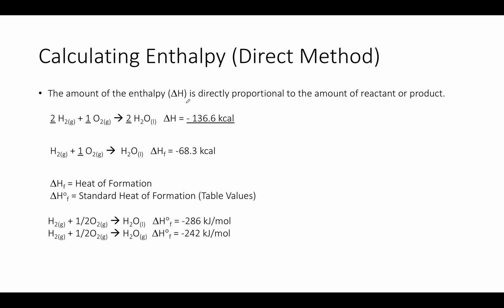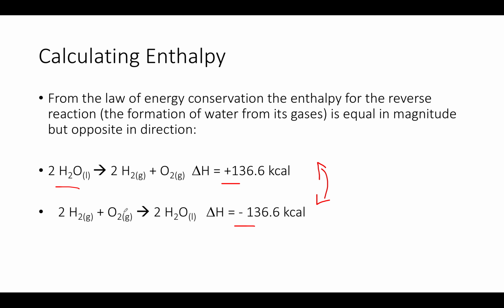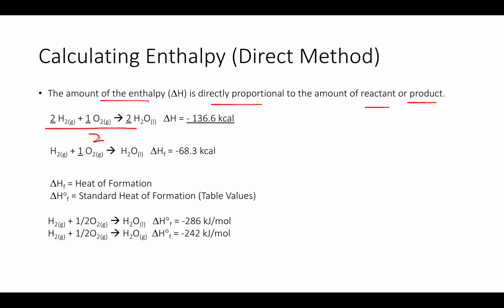What you can also do is make a proportion. The amount of enthalpy is directly proportional to the amount of reactant or product. So if I want to know how much heat is released by 1 mole of water, I'm going to divide this whole reaction by 2, which is the same reaction here, the formation of water, to just get 1 mole of water. If I divide the whole reaction by 2, I have to divide the enthalpy by 2. So I get 1 mole of hydrogen and half a mole of oxygen gas, it's okay to have fractional coefficients, forming 1 mole of water, and I divided the enthalpy by 2, so I got negative 68.3 kilocalories of heat.